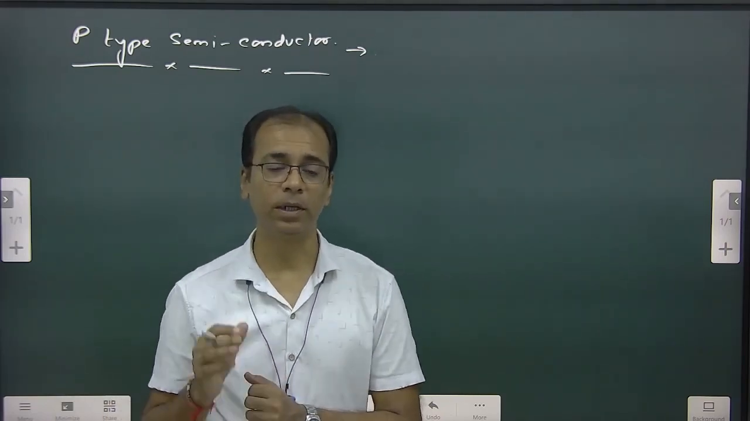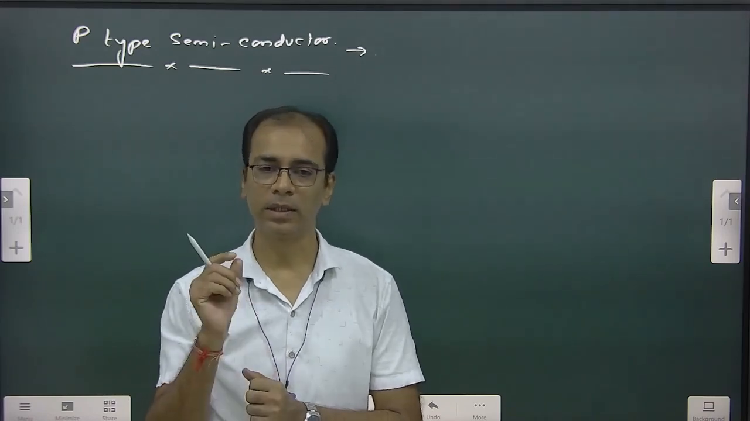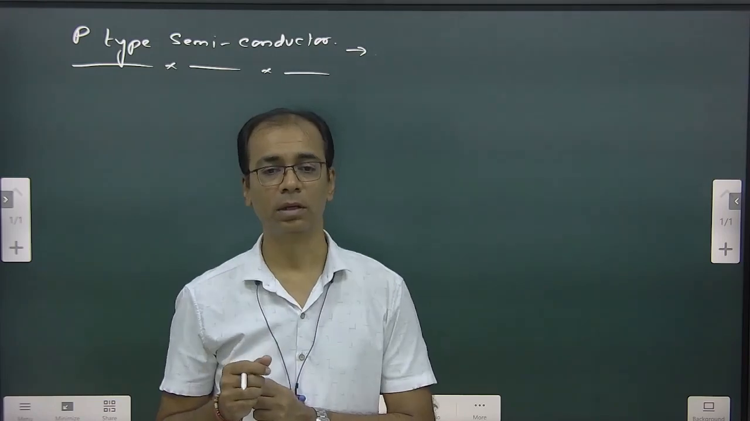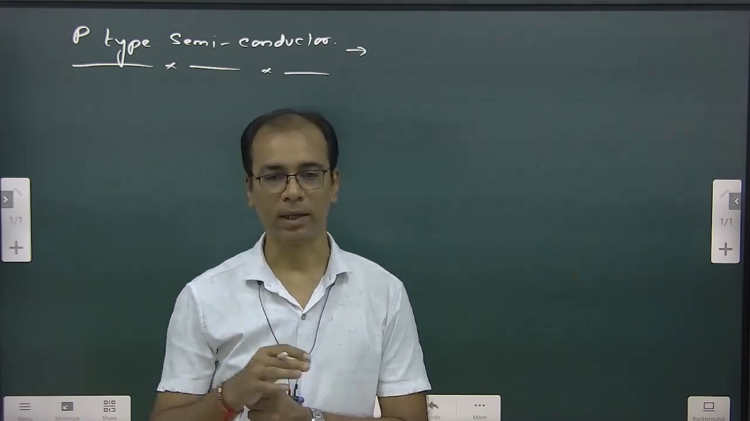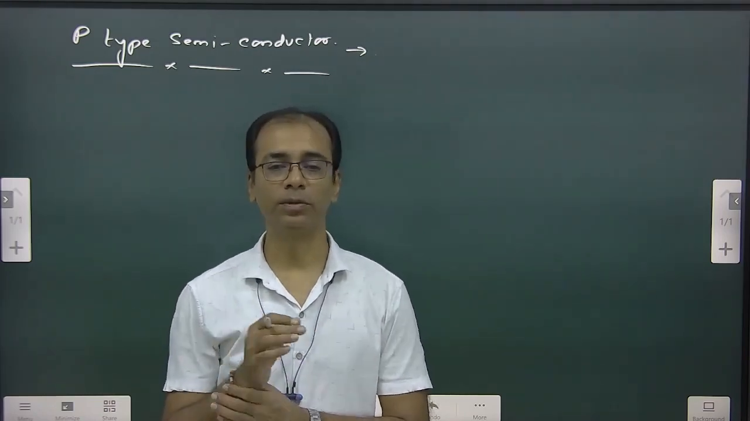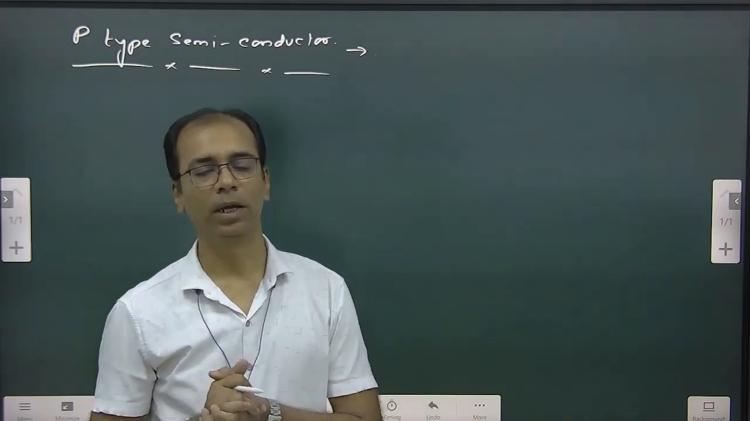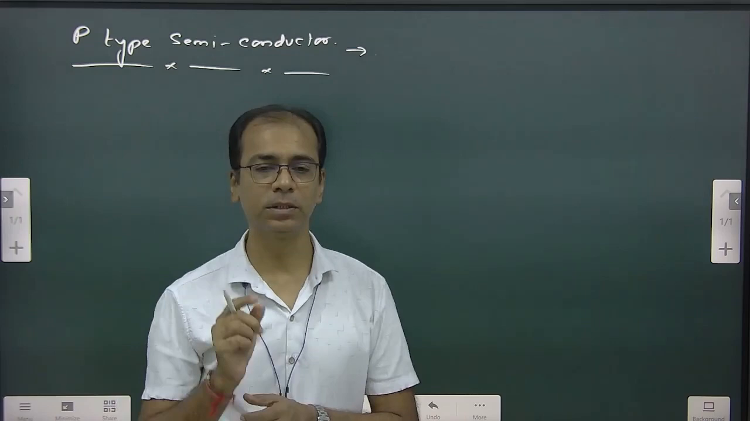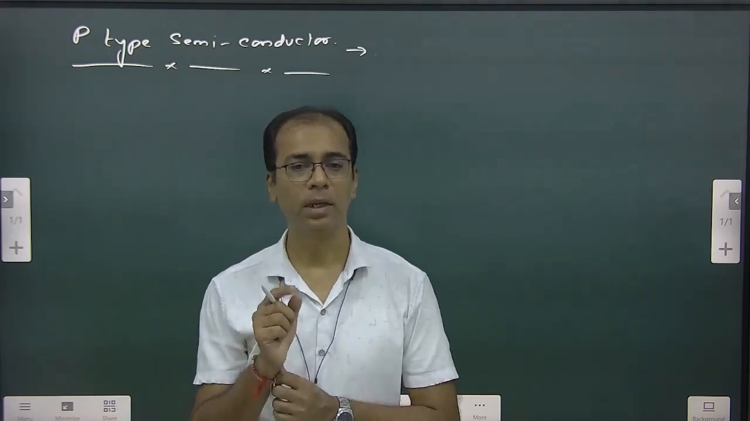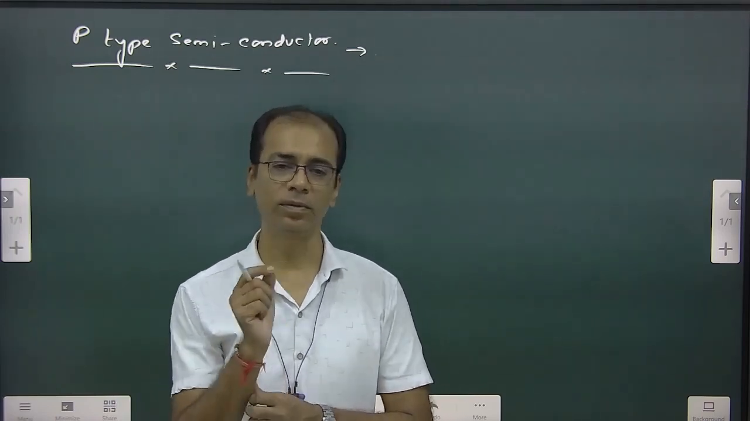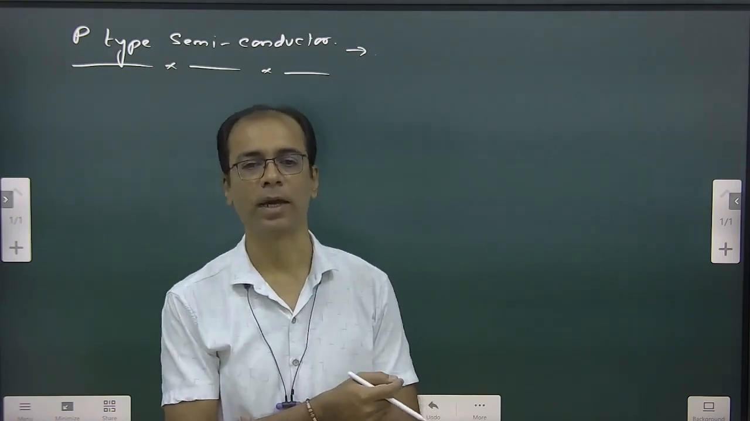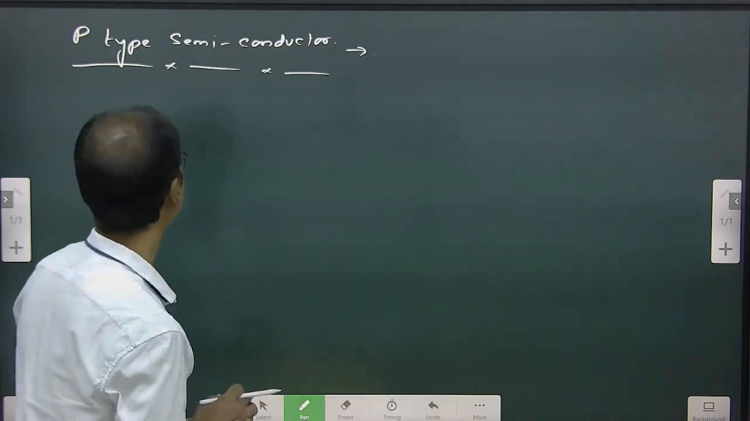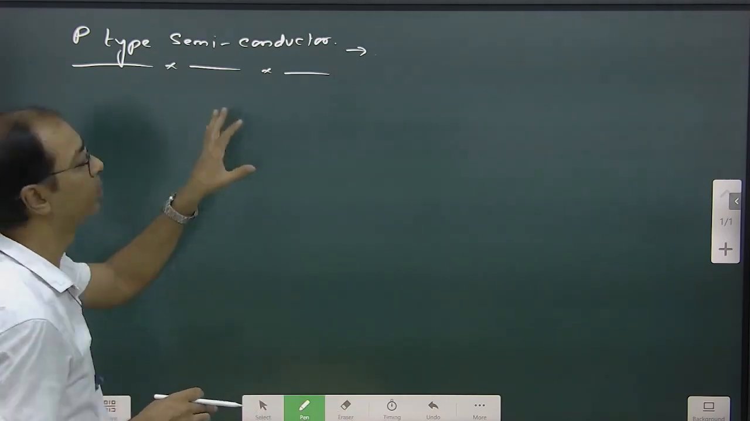So what did that pentavalent impurity give to us? One extra electron from each atom which we were adding. And how much we were adding? I told you that we normally measure the concentration in ppm, parts per million. That means one atom in 10 to the power 6 atoms of the pure semiconductor we add. So here also we are going to add an impurity.